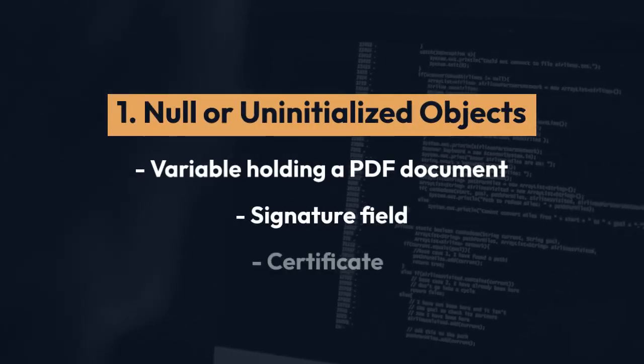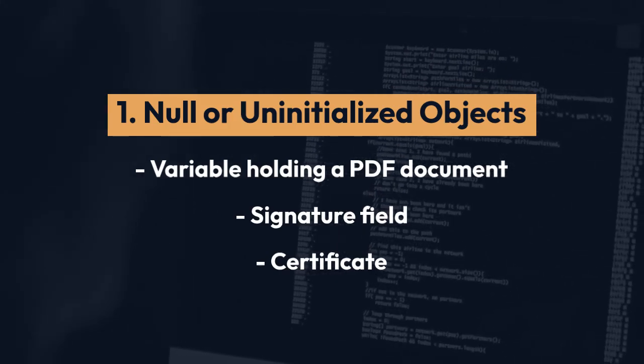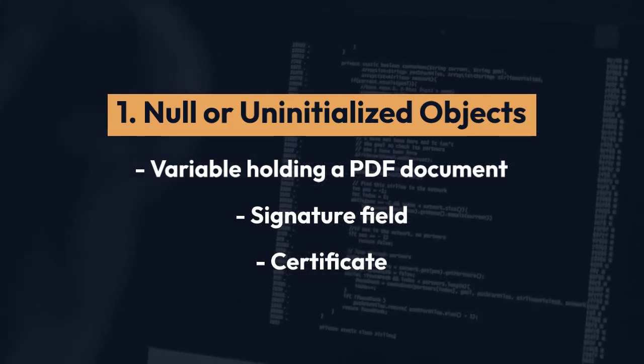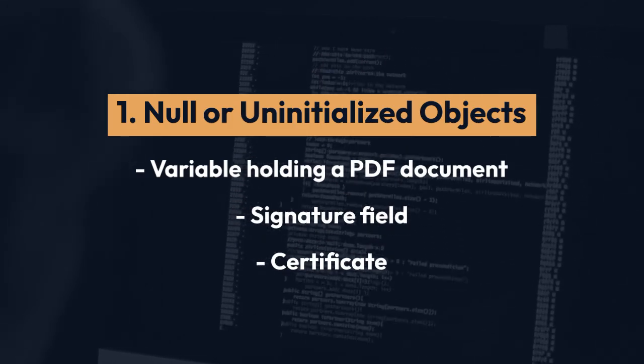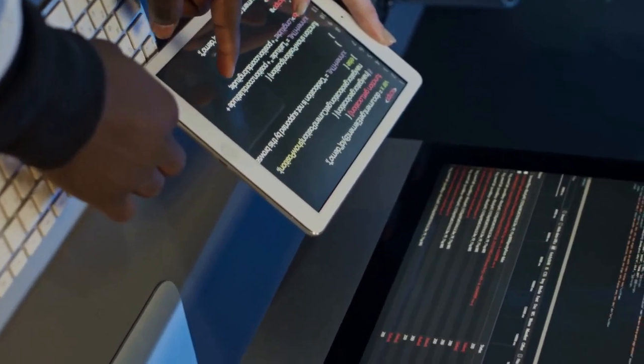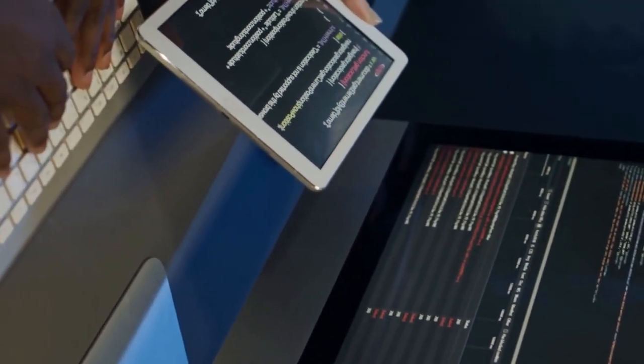1. Null or uninitialized objects. The most frequent cause is a variable holding a PDF document, a signature field, or a certificate that hasn't been assigned a valid object. Before attempting any operation on it, like signing or verifying, ensure it's properly loaded or created using your PDF library's functions.